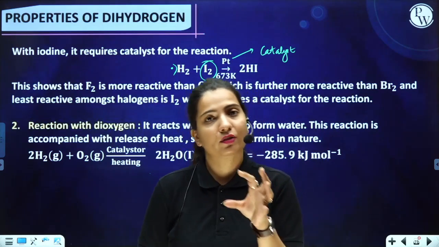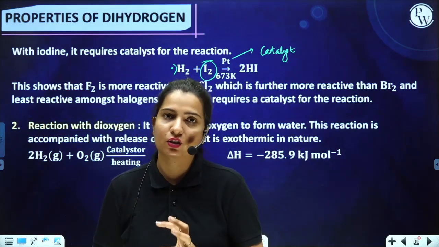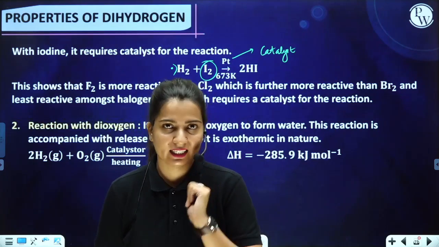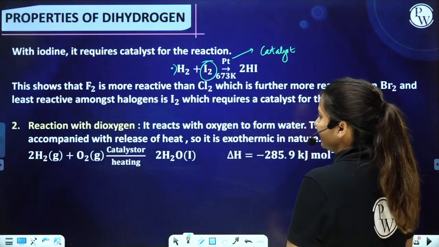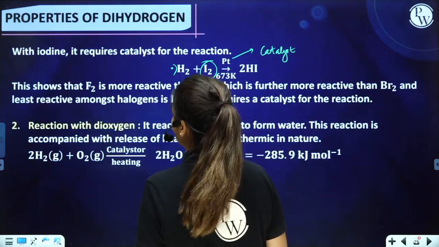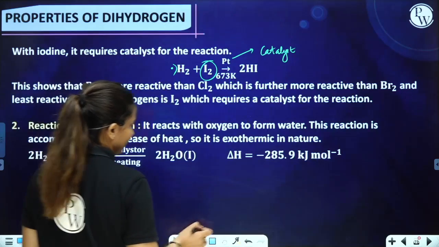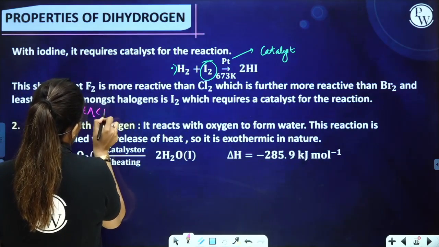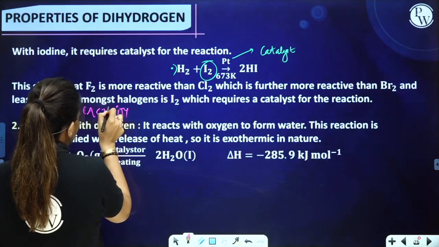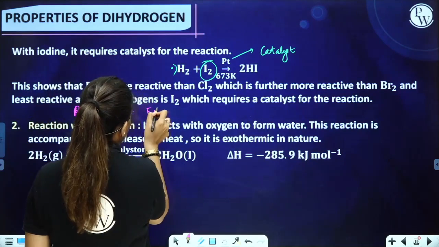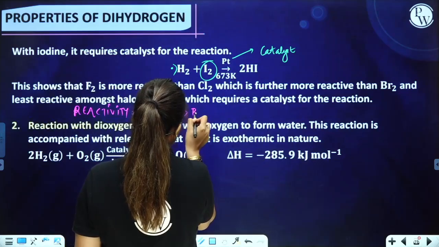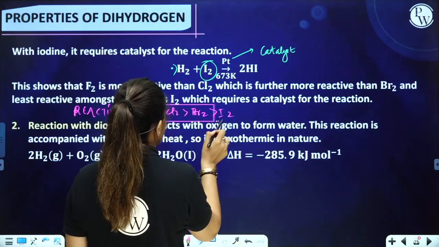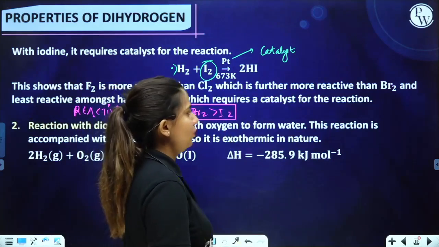Reaction will take place only with the help of those conditions. So the reactivity order of the reaction is getting decreased. We can simply say over here that reactivity is highest for F2, then for Cl2, then for Br2, and then for I2 in the case of any halogen with the hydrogen.